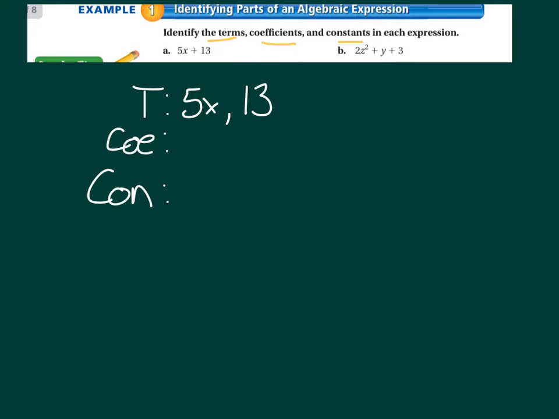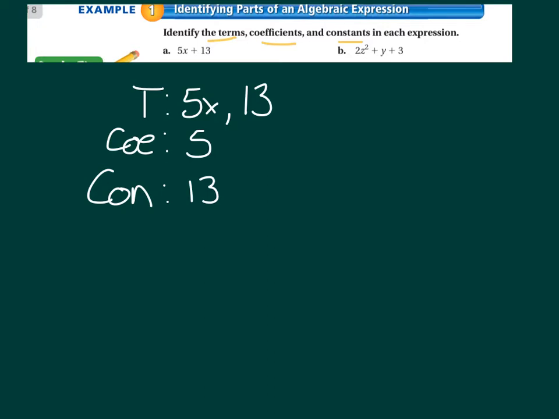Coefficients are numbers that go with variables. So in this instance, the coefficient would be 5. Constants, the best way I can explain those is no matter what you plug in for a value of x, the value remains the same. So when I plug in a different number for x, that 5x term could change. The constant term will never change. So 13 would be the term that would never change regardless of what x's value is.